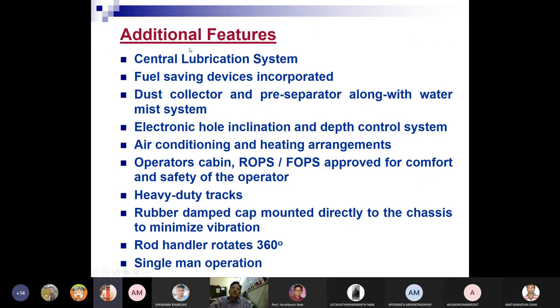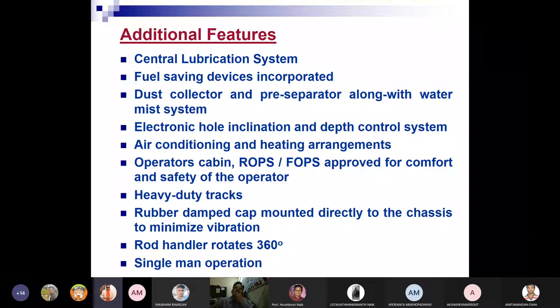And the drill machine should have additional features like a central lubrication system, fuel saving devices should be incorporated, dust collector device should be there, and pre-separator along with water mist system should be there. Electronic hole inclination and depth control system should be there in the drill machine. Air conditioning and heating arrangement should be there in the cabin where the operator has to sit. Operator's cabin, ROPS and FOPS approved for comfort and safety of the operator.